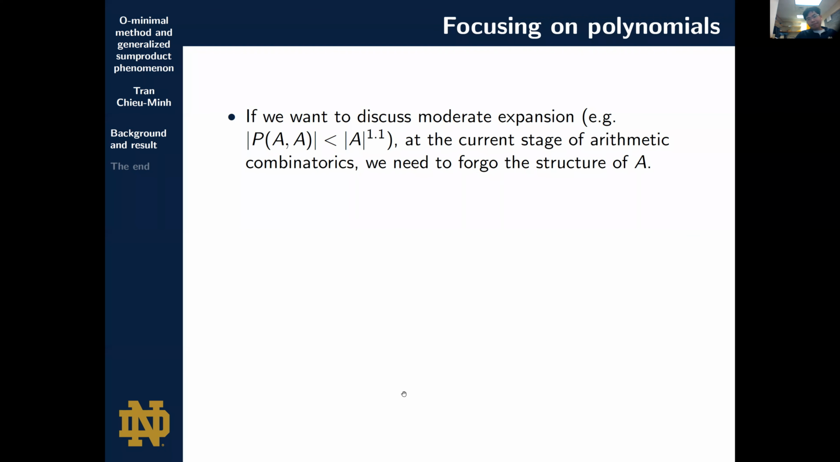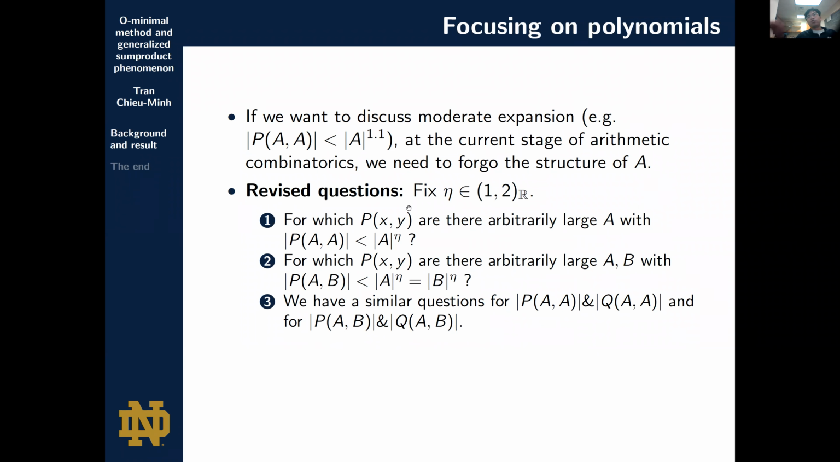All right. So that is to say that if we really want to discuss the kind of moderate expansion problem in general, that is saying that the size of P(A,A) is, let's say, smaller than the size of A to the power 1.1. So at the current stage of arithmetic combinatorics, there is nothing much we can say about the structure of the set A. So we need to give up on the structure of the set A.